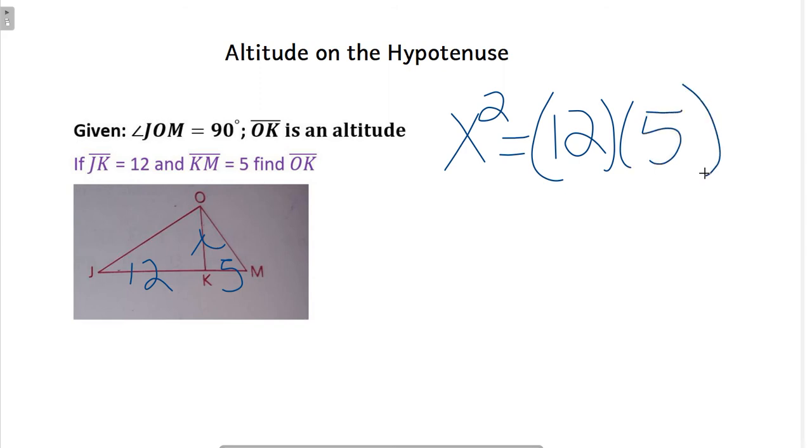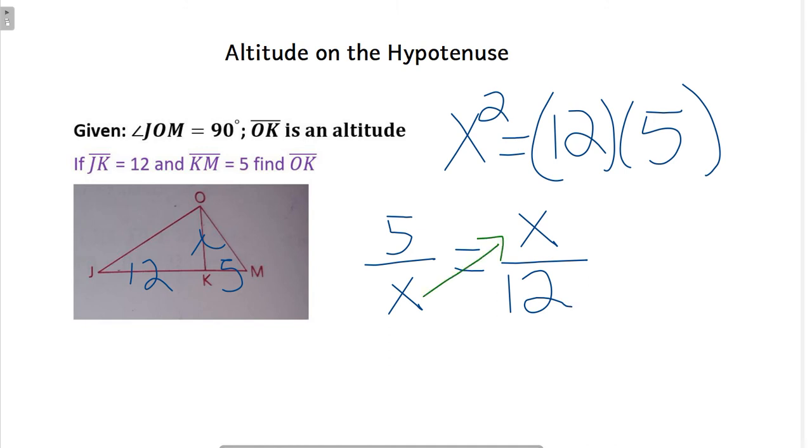Now let's say you didn't really get that relationship. Let's say you just used similar triangles and set up proportions. Okay, that's all right too. Remember we had small to large, small to large. So if you only did this by setting up your proportions, you would say take the small triangle, small leg 5 is to the large leg x. Now look at the medium triangle. The small leg x is to the large leg 12. And when you cross multiply these, you will still end up with x squared equals 12 times 5.